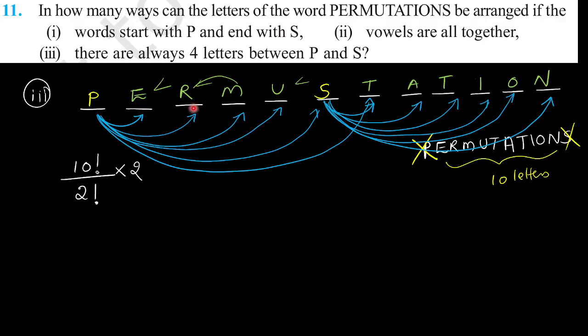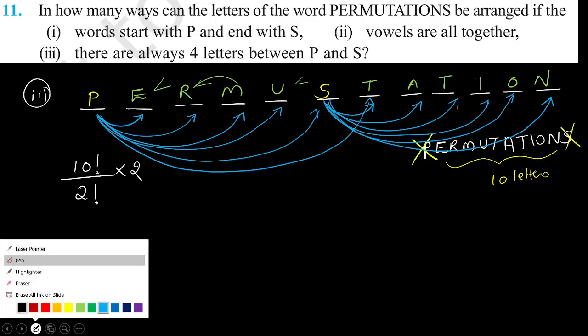1, 2, 3, 4, 5, 6. When P reaches here, S reaches the last position. After that, no more shifting possible. So if P shifts one position, S is automatically shifted. 4 letters are allowed. How many such cases are there? 1, 2, 3, 4, 5, 6. So there are 6 cases.